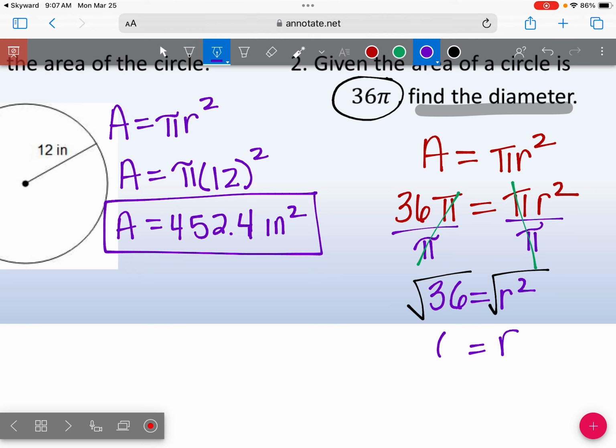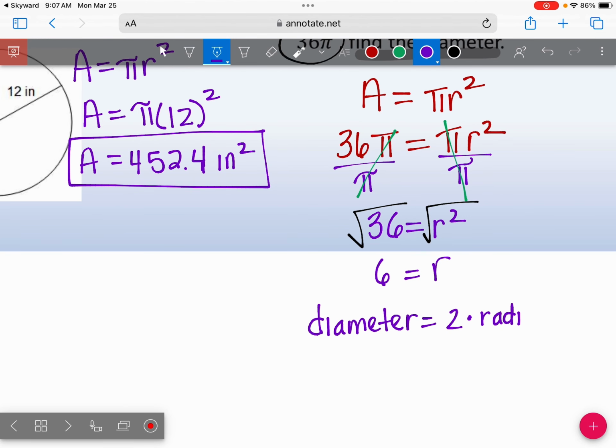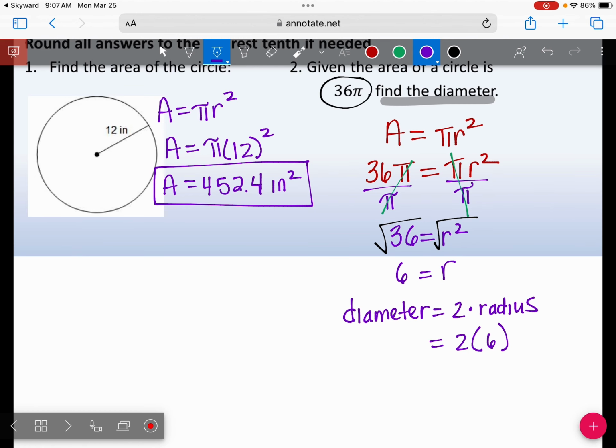Who got 6? All right, but that's the radius. Diameter equals 2 times the radius. So to find our diameter, I have to take 2 times 6, which is 12. And this will be our final answer.